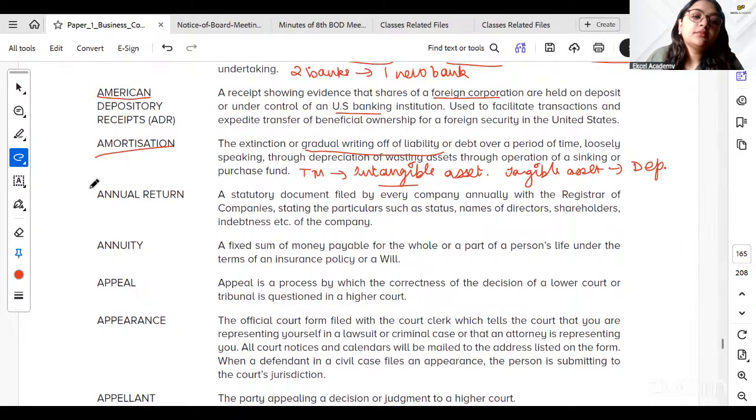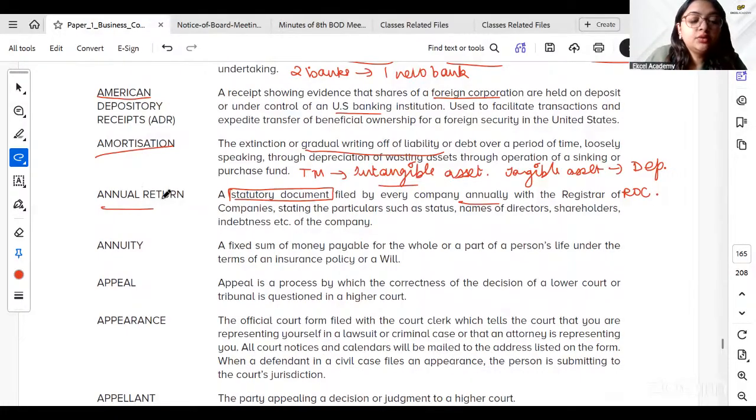All right. Next, you have your annual report. An annual report is a statutory document filed by every company annually, as the name suggests, with the Registrar of Companies. Who is the Registrar of Companies? Your ROC, who keeps a track record of all the companies, right? When did they get registered? What is their purpose? How much profit are they earning? And so on and so forth.